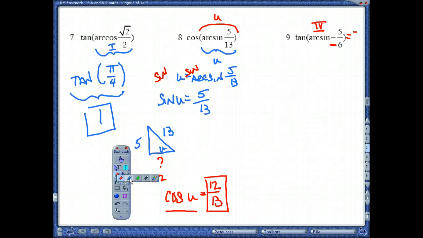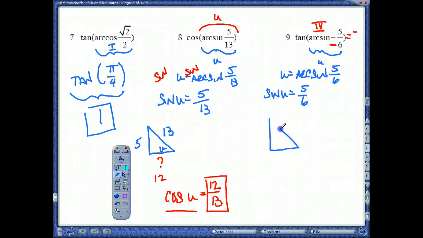So once we figure out our answer is going to be negative, we're going to let what's inside be u. So we're finding u equals arc sine, excuse me, negative 5/6. I don't need the negative anymore because I've already decided the negative told me I was in the fourth quadrant. Tangent's negative in the fourth quadrant, so I don't need that negative anymore. I'm going to sine both sides just like I did in the other problem.